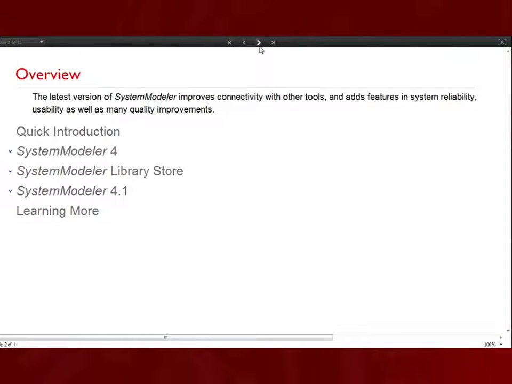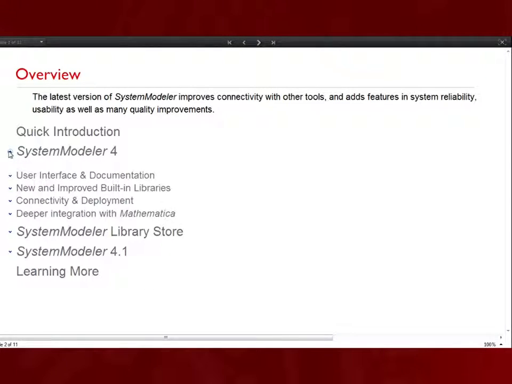And basically, as some of you will not be that familiar with SystemModeler, I will start with presenting SystemModeler itself with a very basic example. Then I will go into what was new in SystemModeler 4, where we were working on the user interface and documentation. I will just quickly pass that. Then go into new built-in libraries, connectivity and deployment, and show some deeper integration with Mathematica, because that's one of the keys with SystemModeler, the ability to connect it to Mathematica and do some interesting design and analysis using Mathematica.